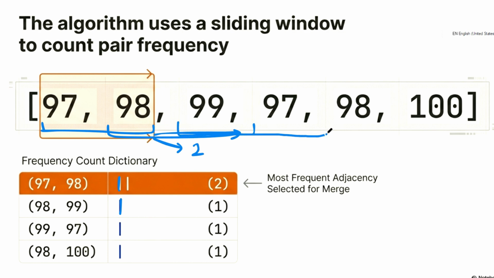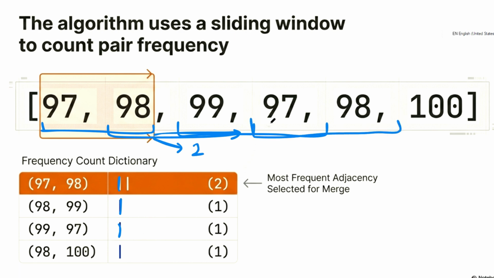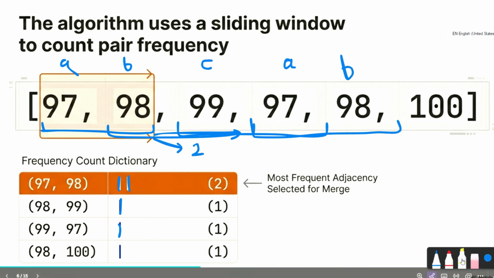Okay, then we slid the window ahead again, and we found out 99 and 97 are also occurring together. We just mark them here, and then we slide it ahead, and we found 97 and 98 are again occurring together. So maybe 97 and 98 occur together 2 times. Maybe 97 means A, maybe 98 means B, and maybe 99 means C. We saw A and B, which is 97 and 98, occur 2 times.